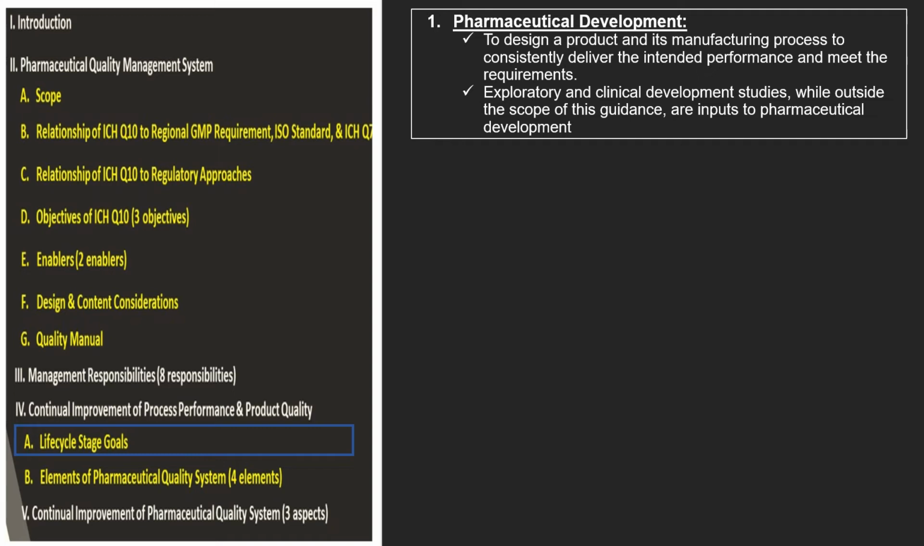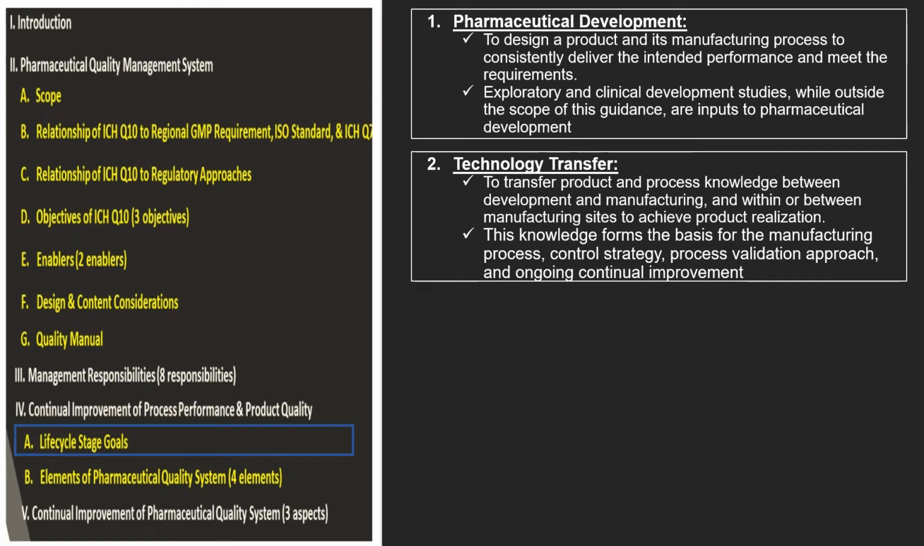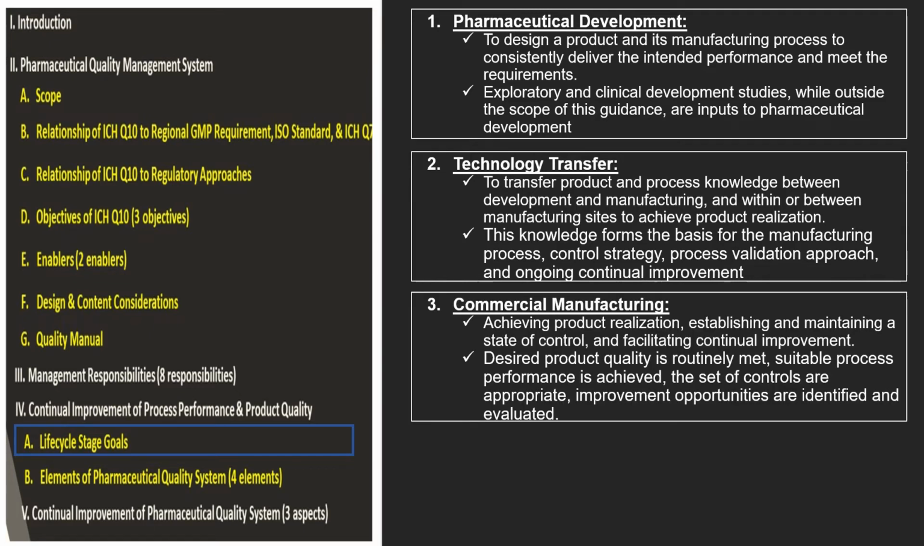Exploratory and clinical development studies are outside the scope of this guidance, but inputs of these are inputs to the pharmaceutical development. During the technology transfer, the goal is to transfer product and process knowledge between development and manufacturing and within or between the sites. This knowledge forms the basis of manufacturing process, the control strategy, the process validation approach, and the ongoing continual improvement.